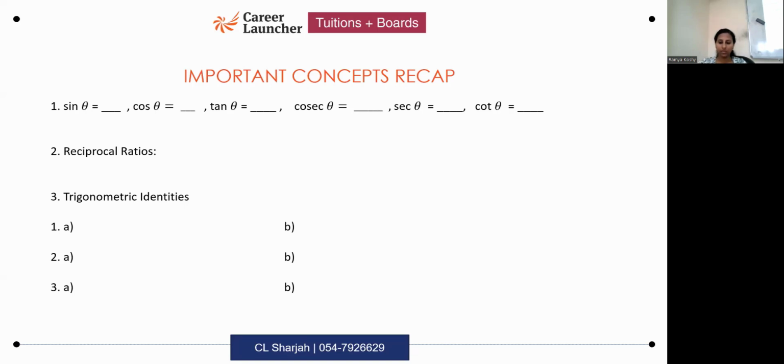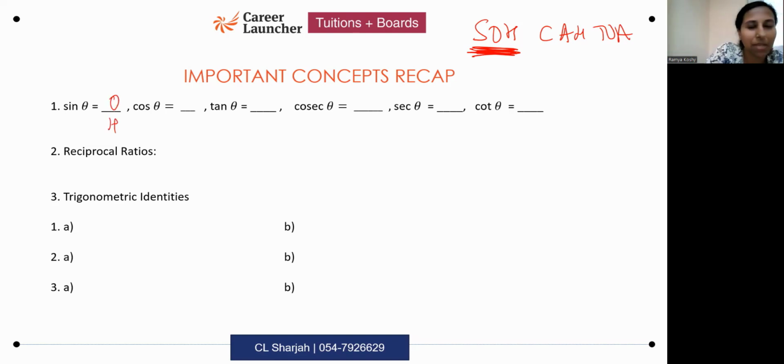Okay, let's continue. So, SOH CAH TOA. Sine is opposite by hypotenuse. Cos is adjacent by hypotenuse. Tan is opposite by adjacent.